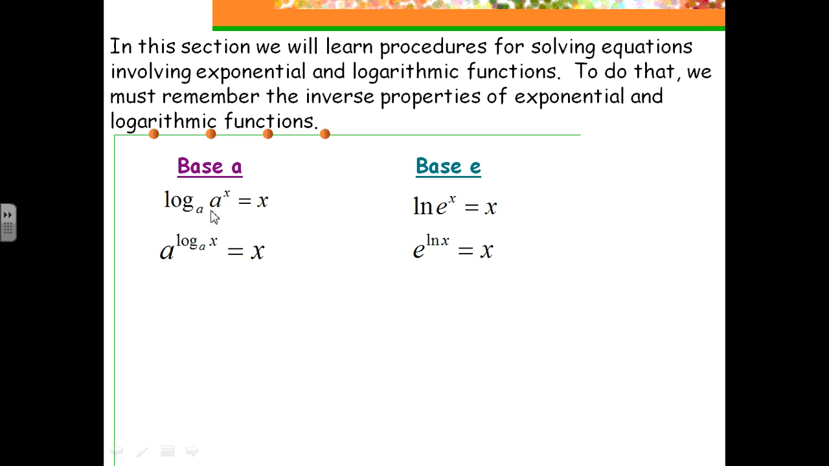Well, basically what these are doing are taking inverses of each other. So you're taking the log of an exponential, they have the same base, they cancel each other out, you're just left with x. Here you're taking an exponential with the log as the exponent with the same base, they cancel each other out, and you're left with the x. So that idea is what we're going to be using to solve equations.